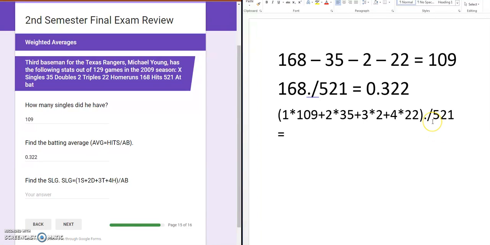Okay, so putting the decimal there didn't give me the answer I wanted. But maybe if you put the decimal after the 521. There you go. If you put the decimal after the 521, it will convert it. And your answer is 0.524.